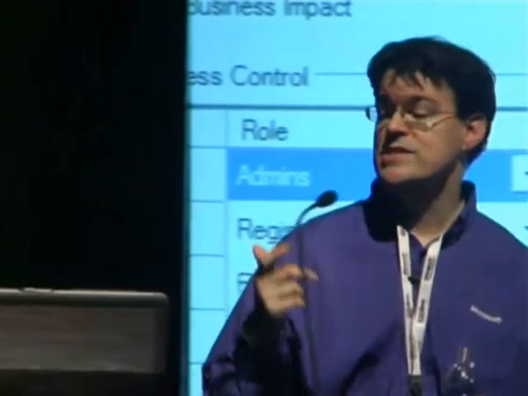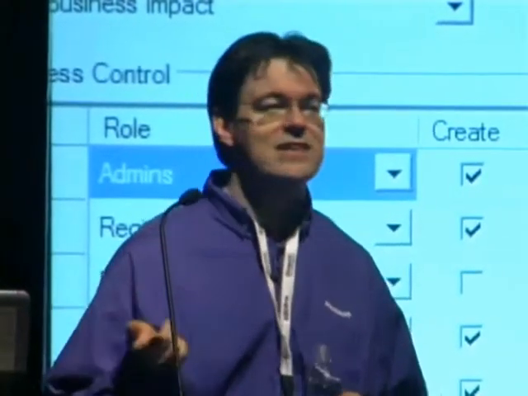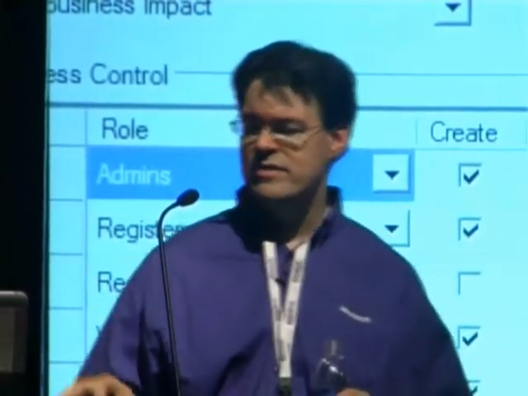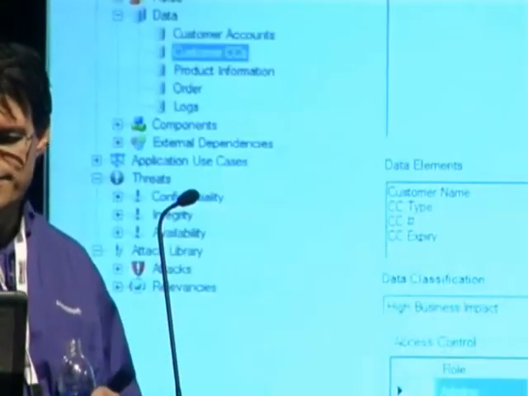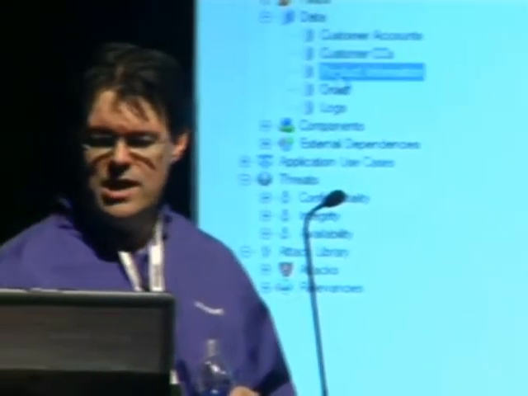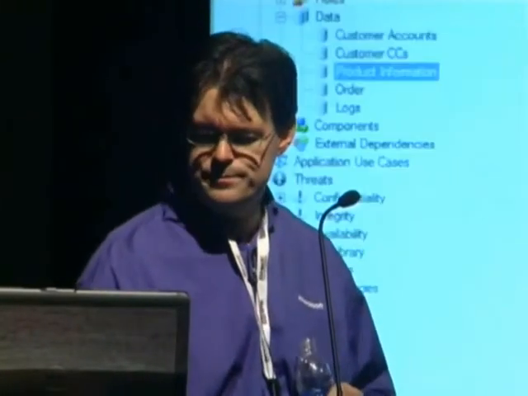And if I scroll down here and we take a look at the access control, you'll notice it defines for each one of the roles the different CRUD, which stands for create, read, update, and delete permissions for each one of the different data sources. If I click on product information, if we lose the product information, it will have a lower business impact than the credit card numbers.